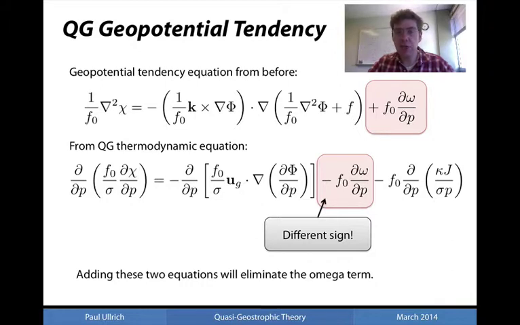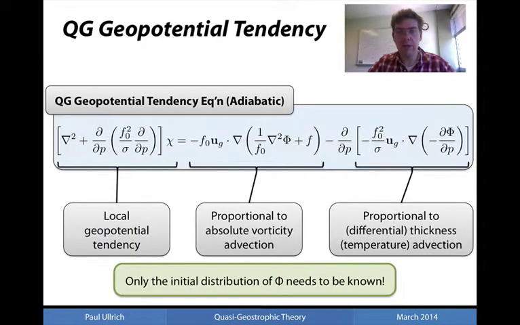So if we take these two equations and add them together, that will then eliminate the omega term from this equation. This then leads to what is known as the adiabatic quasi-geostrophic geopotential tendency equation. Here we have assumed that J is equal to 0. However, this is not a necessary assumption within quasi-geostrophic theory.